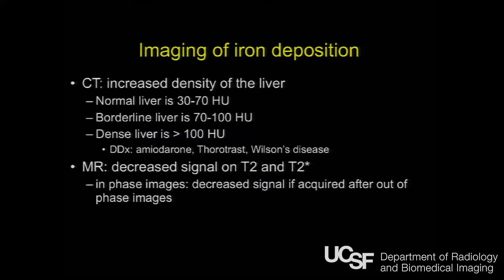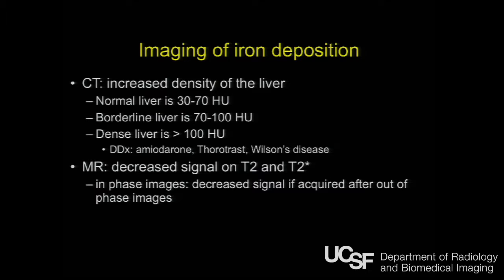So there's a number of ways to image iron deposition as well. On CT, you can actually see increased density. Normally the liver is between 30 and 70 Hounsfield units, but when you get above 100 Hounsfield units, that's abnormal and should make you think of things such as iron deposition or other rare things such as amiodarone toxicity, thorotrast, or Wilson's disease. Anything that deposits dense molecules into the liver will increase the density of the liver. Amiodarone, obviously, with iodine, Wilson's disease with copper, etc.